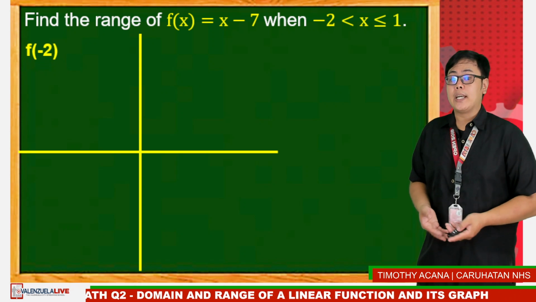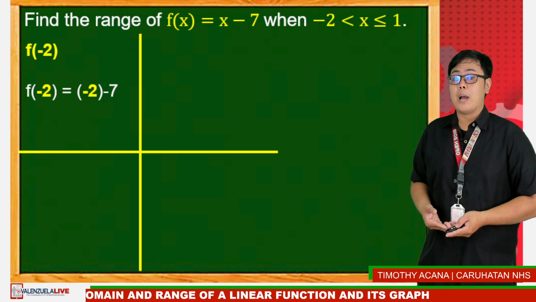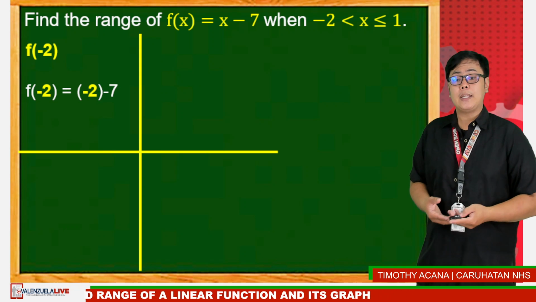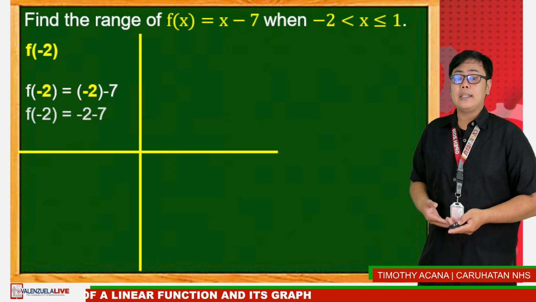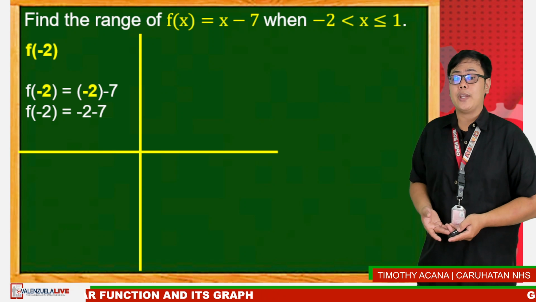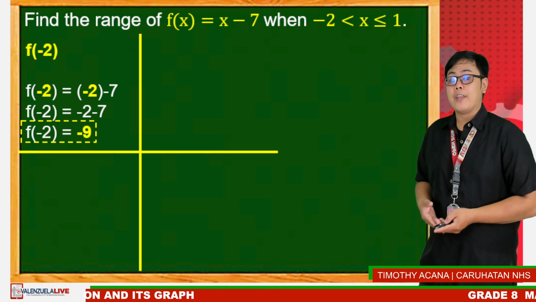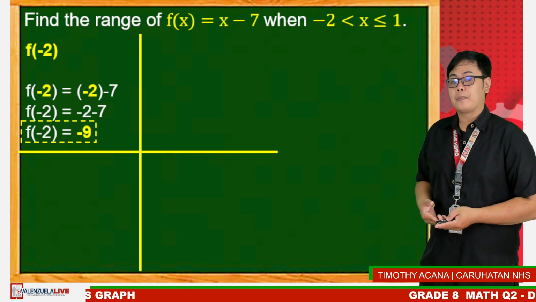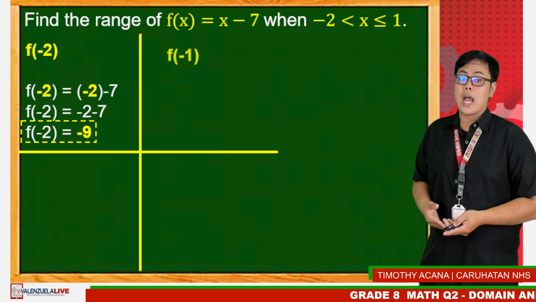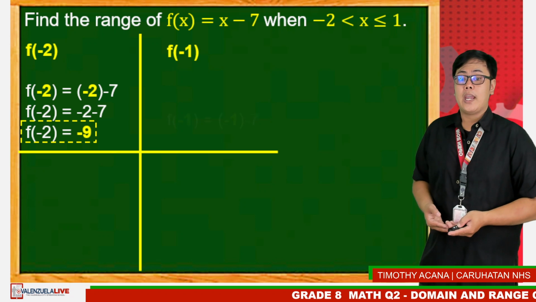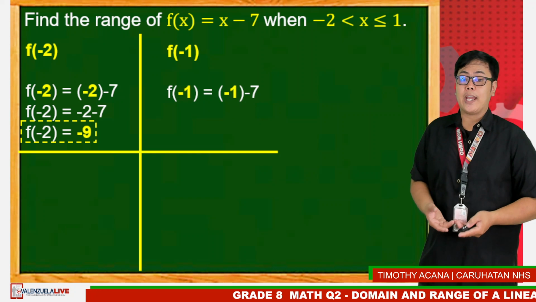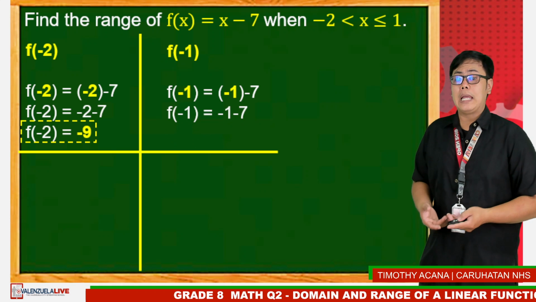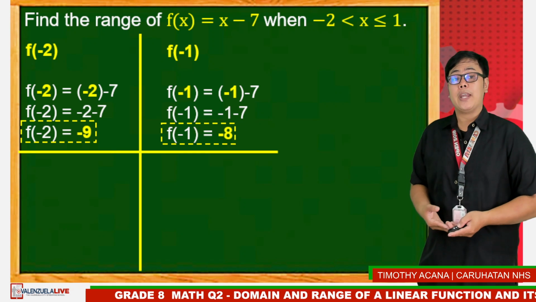First, we evaluate at f of negative 2. So we have f of negative 2 is equal to negative 2 minus 7, and negative 2 minus 7 is equal to negative 9. Therefore, f of negative 2 is equal to negative 9. Next, we have f of negative 1. F of negative 1 is equal to negative 1 minus 7, and negative 1 minus 7 is equal to negative 8.